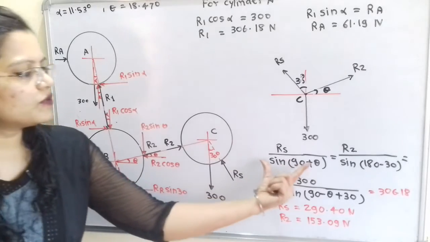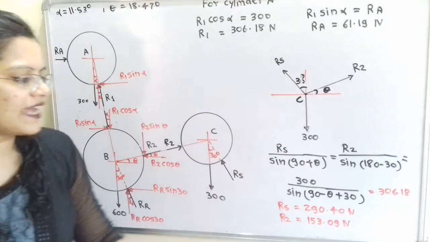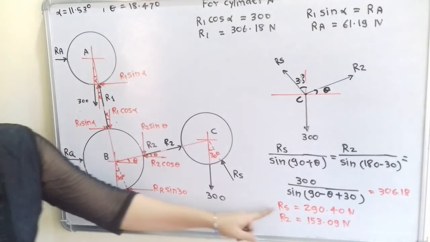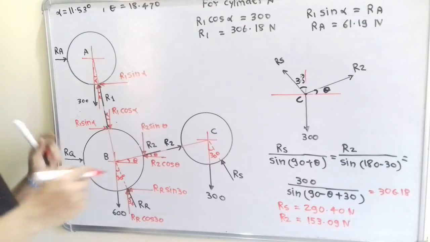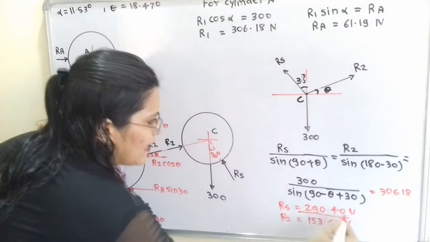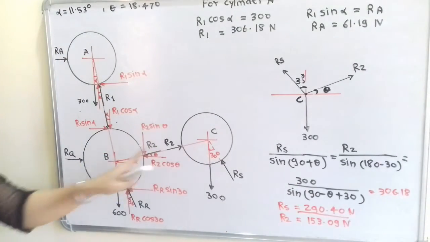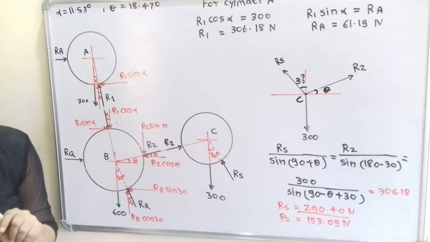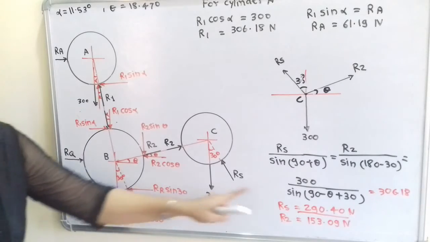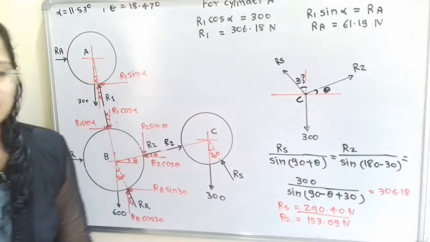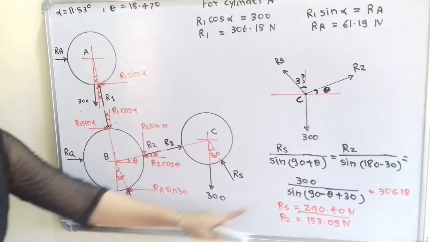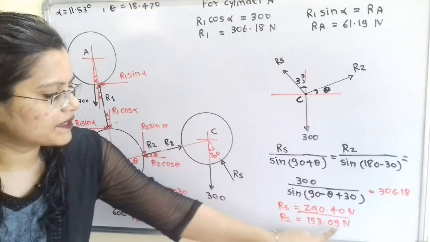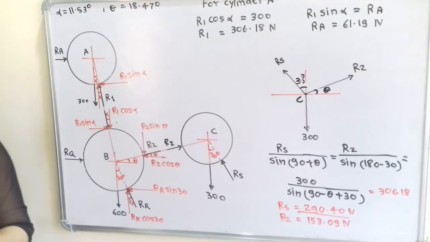Now we will move this term to the right hand side and we will calculate RS. So RS is 290.40 Newton. So this is the answer, because we have to find the reaction at point S. We will also calculate R2, because R2 is connected to the sphere B also. So R2 is also equal to, with sine of 180 minus 30, that is sine of 150. So sine of 150 is 0.5, therefore R2 is equal to 153.09 Newton.